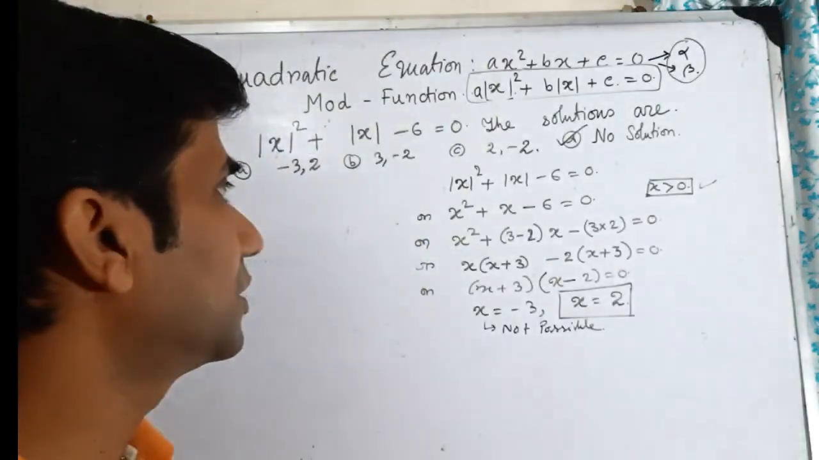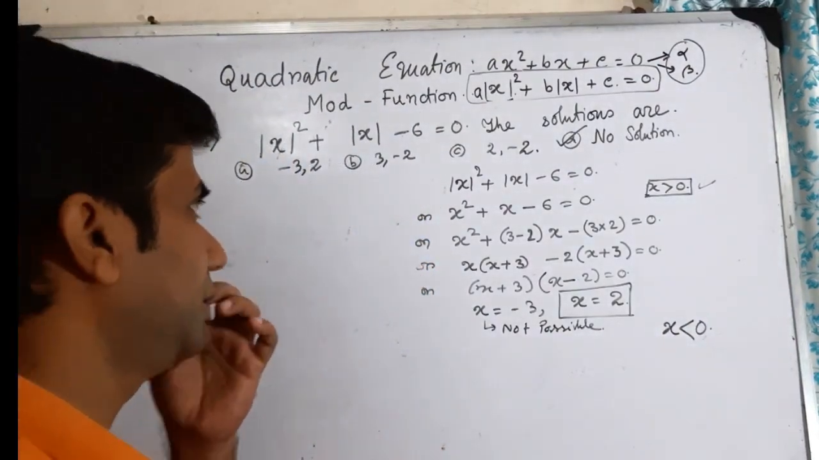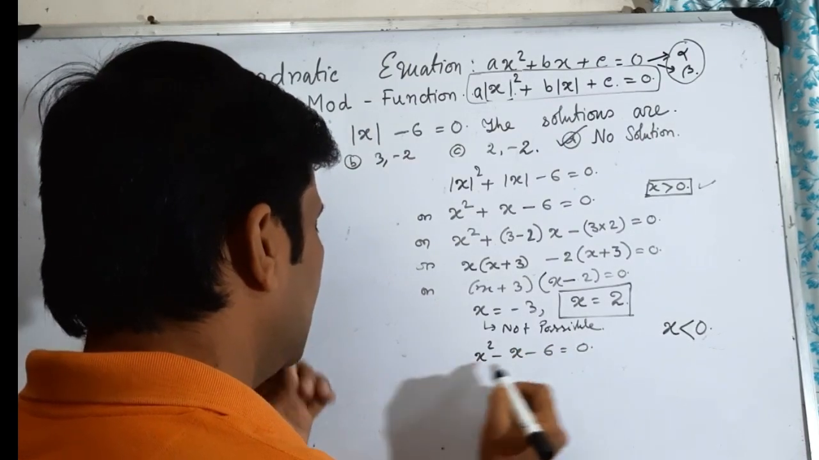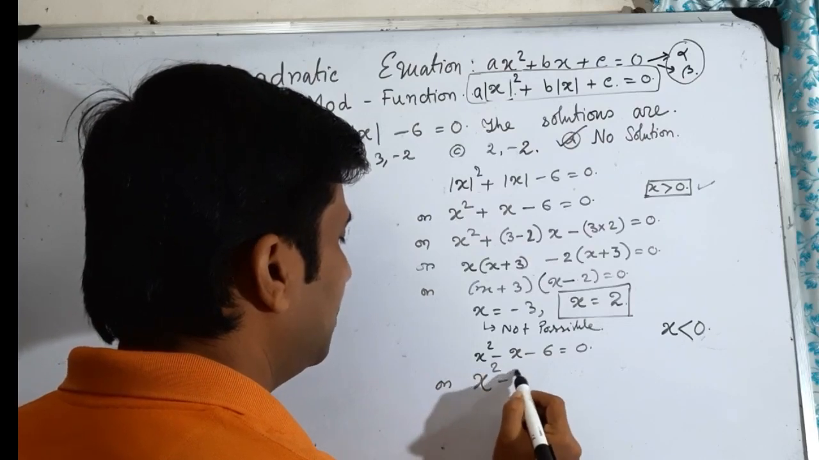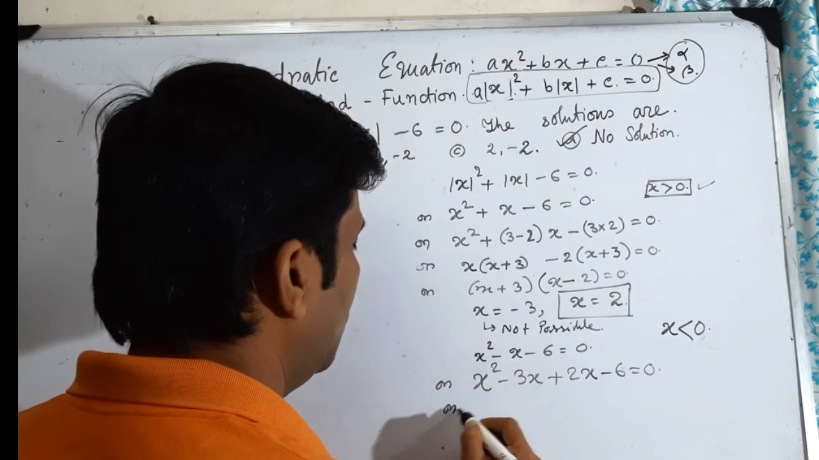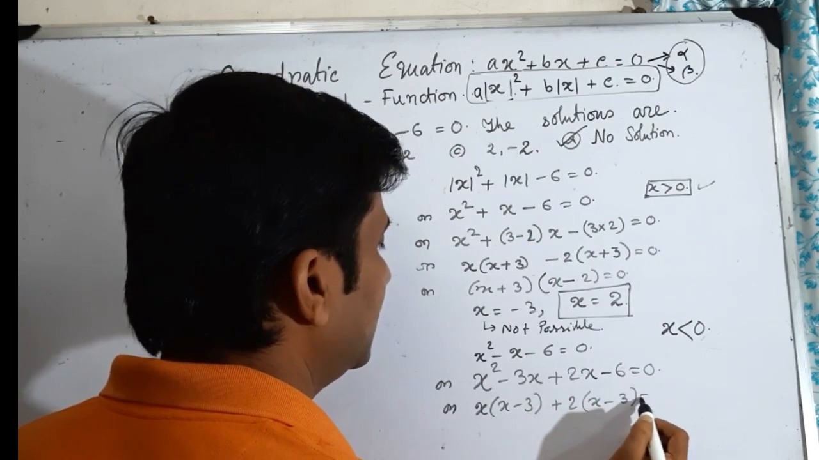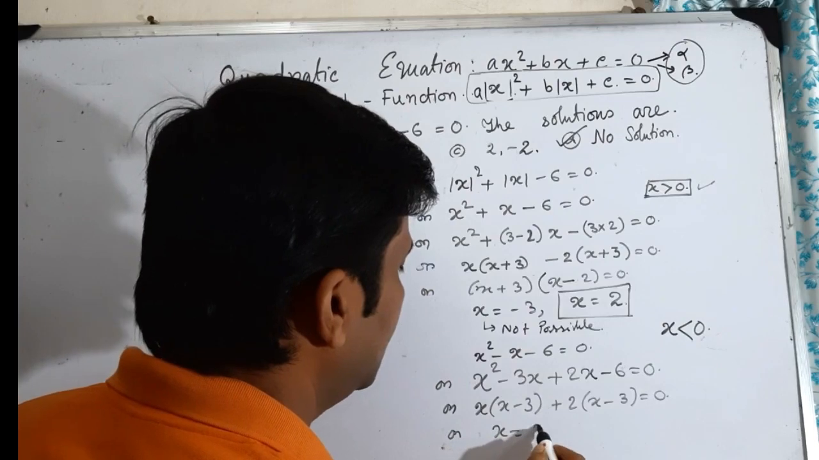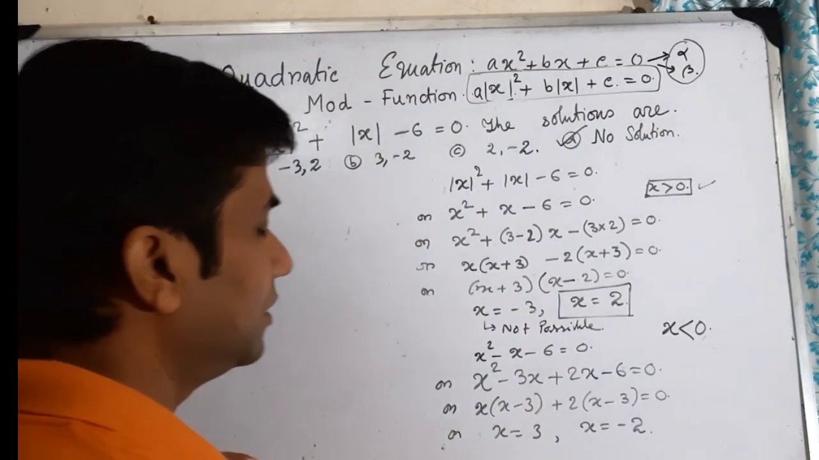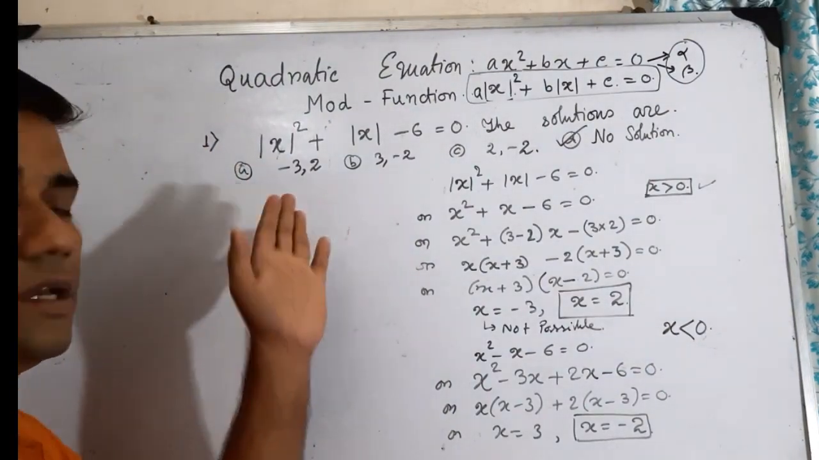Now, for the next case, case 2, if x is less than 0, then it will become x square minus x minus 6 is equal to 0, or x square minus 3x plus 2x minus 6 is equal to 0, or x into x minus 3 plus 2 into x minus 3 is equal to 0, or x is equal to 3, x is equal to minus 2. Then your solution will be x is equal to minus 2. Then what will be our answer?